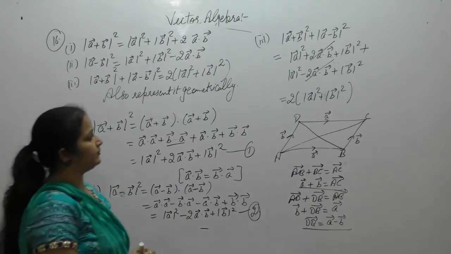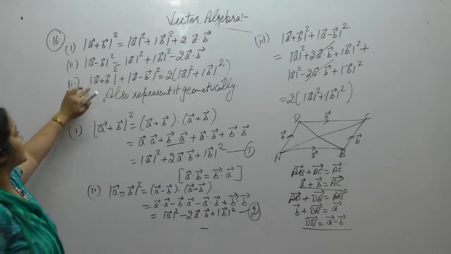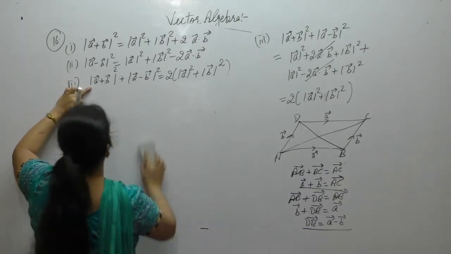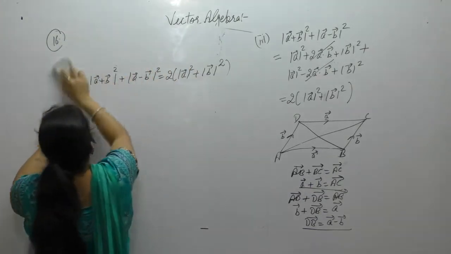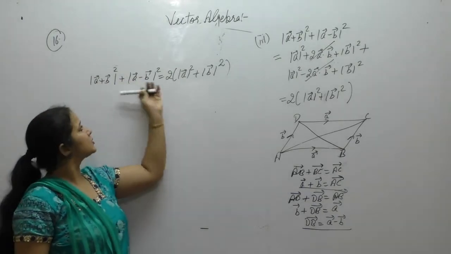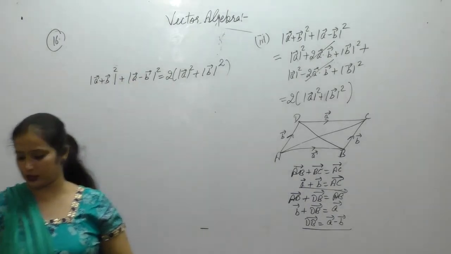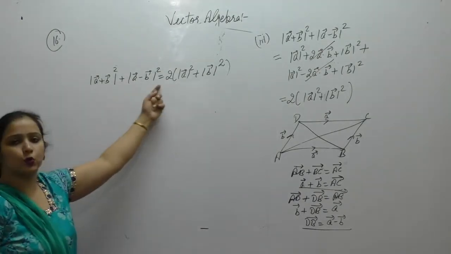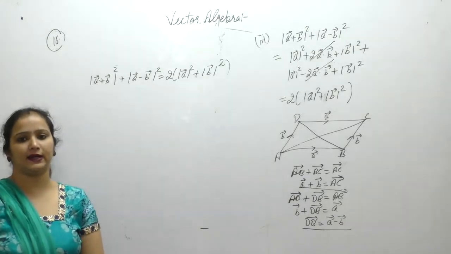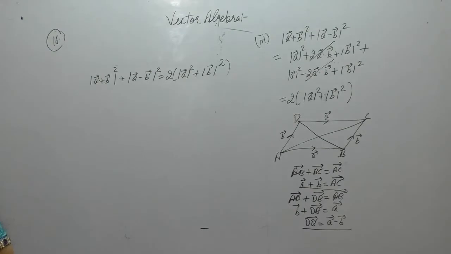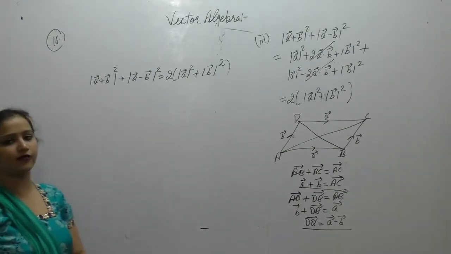Therefore, this condition, therefore this is true. Diagonals of the parallelogram, therefore square of this plus square of this is equal to this, which implies that the sum of squares of the diagonals of a parallelogram is equal to the sum of squares of the sides of the parallelogram.